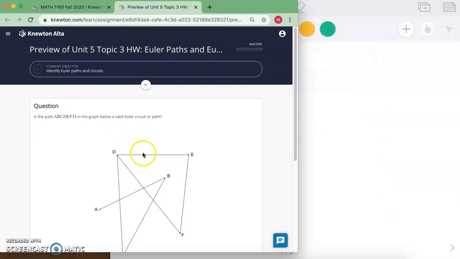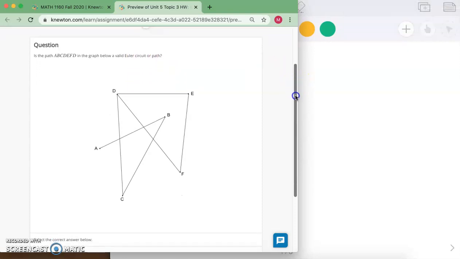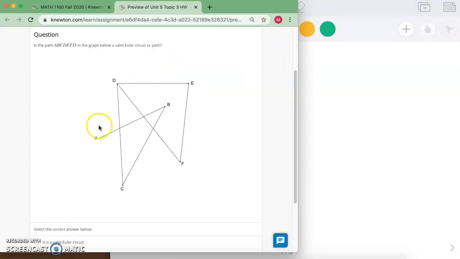All right, here we've got the question: is the path A, B, C, D, E, F, D in the graph below a valid Euler circuit or path? Well, without even looking too much into it, we already know this vertex A has only 1 degree. It's got 1 edge coming off of it. So right there, we've already ruled out an Euler circuit because, as we just discussed, they can only have even degrees on all the vertices.